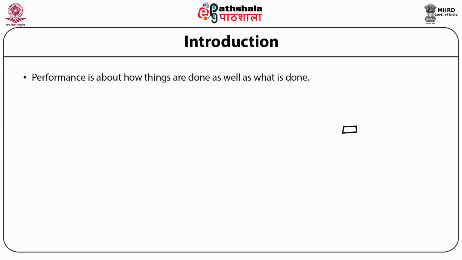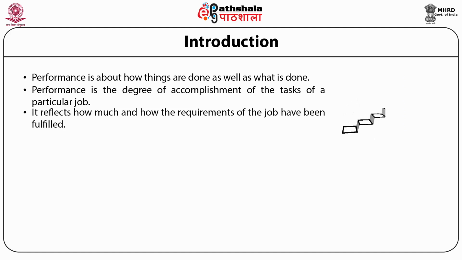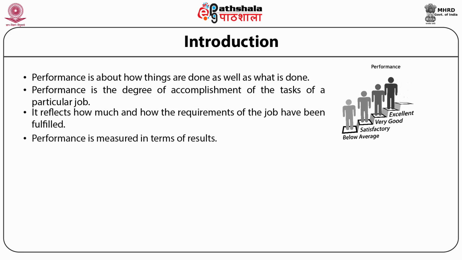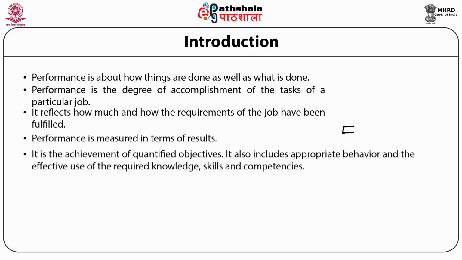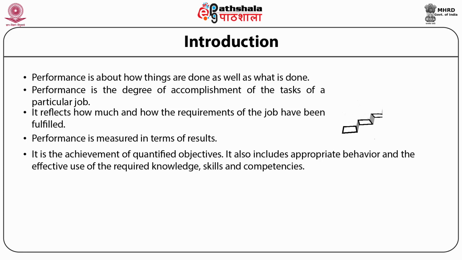Introduction. Performance is about how things are done as well as what is done. Performance is the degree of accomplishment of the tasks of a particular job. It reflects how much and how the requirements of the job have been fulfilled. Performance is measured in terms of results. It is the achievement of quantified objectives. It also includes appropriate behavior and the effective use of the required knowledge, skills, and competencies.